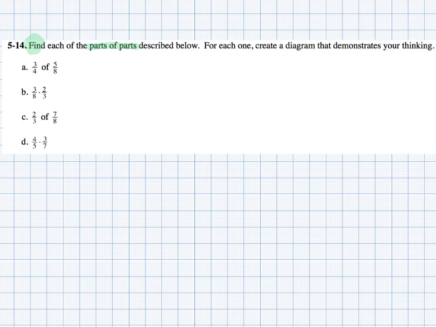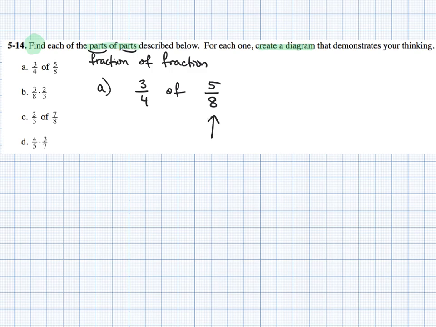And then for each one, create a diagram. So when we create a diagram, it is to demonstrate the thinking. So let's start with example A. We're given 3/4 of 5/8, and the words do mean something. So when we start, we actually draw the diagram of the 5/8 first. That's where we're gonna start.